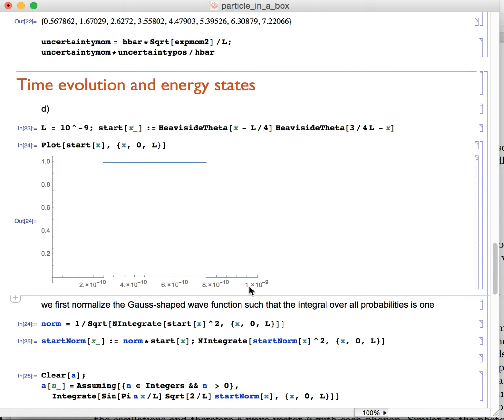So that's not, of course, a realistic wave function. A realistic wave function should be continuous, so we'd expect something of that type here. But for the moment, that's enough for us.